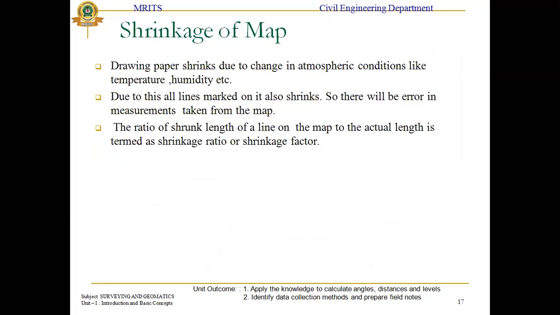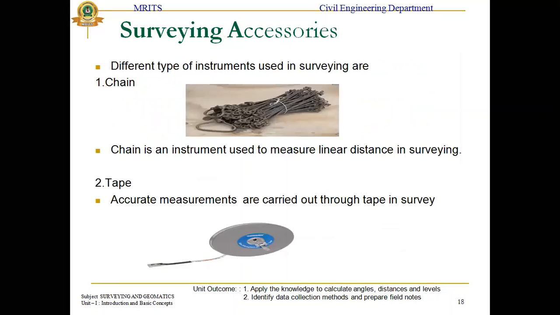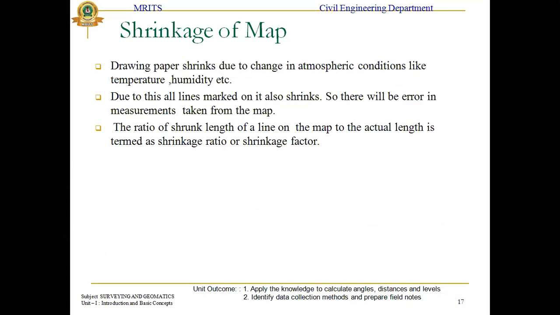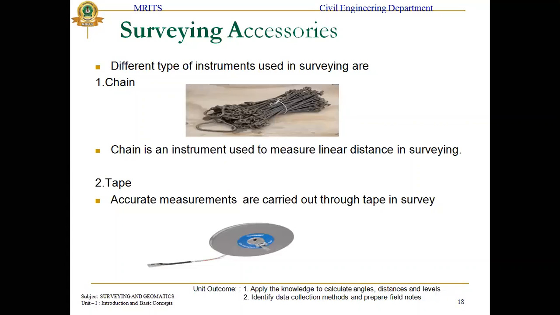Okay, next, shrinkage map. There are 3 points in a shrinkage map. Prepare the drawing allowing for the shrinkage due to changing atmospheric conditions like temperature and humidity. Shrinkage of the lines causes errors in measurements taken from the map. The shrunk length of a line on the map compared to the actual length gives the shrinkage ratio, or shrinkage factor. We conduct the shrinkage map to identify errors, such as in cloth maps and paper maps, which will have different temperatures, different areas, and different measurements.